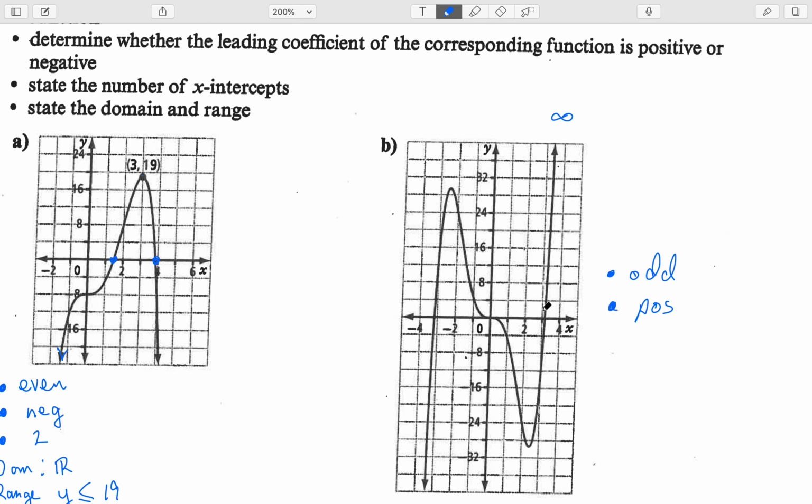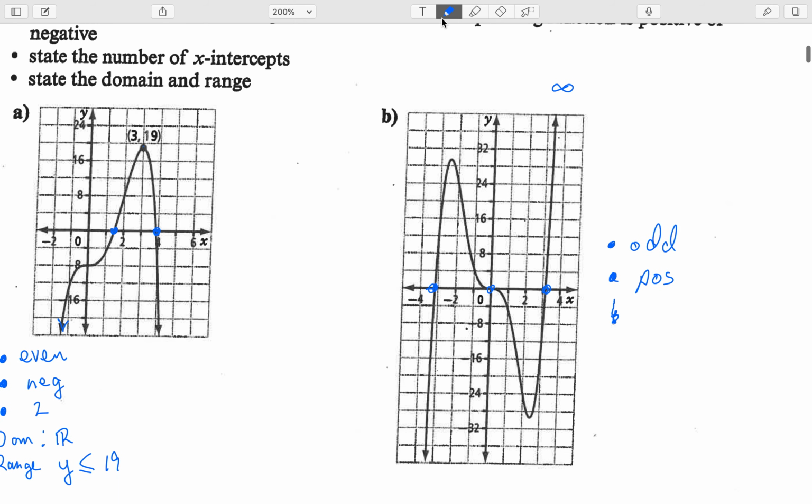Okay, number of x-intercepts, 1, 2, 3. There are 3 x-intercepts. Now, hang on. I know that this is a triple root in the center, but it's still an intercept. So there are 3 x-intercepts. If I had to guess the equation, single root, triple root. But I'm not doing that.